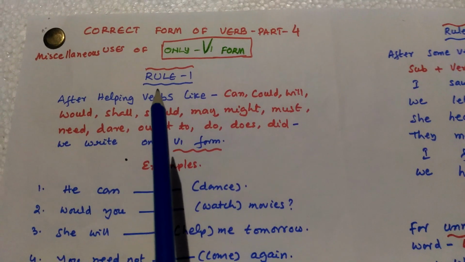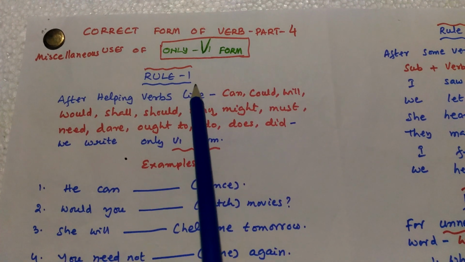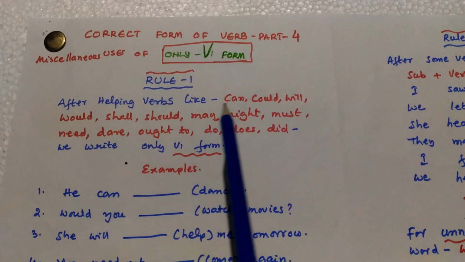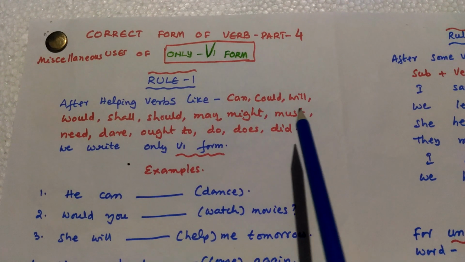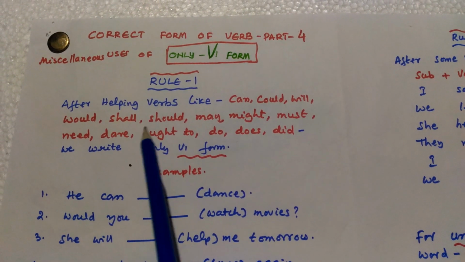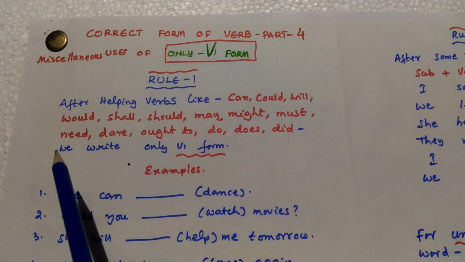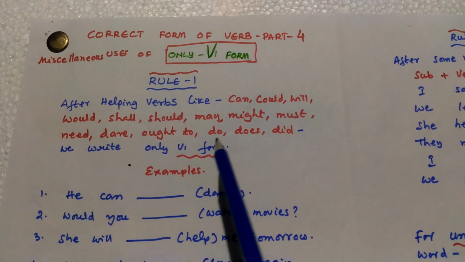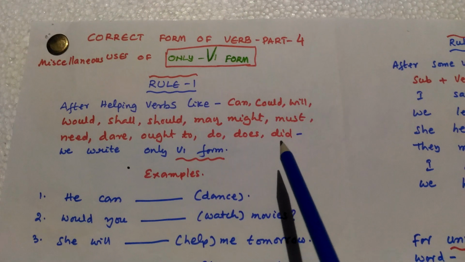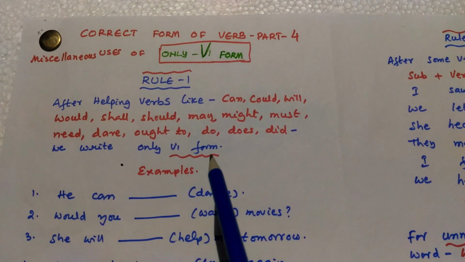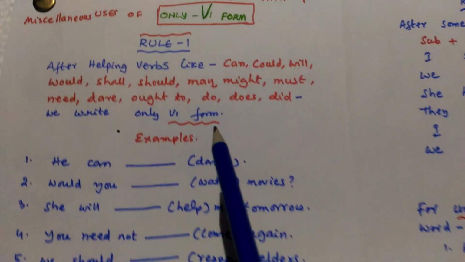Well, here is rule number 1. After helping verbs like can, could, will, would, shall, should, may, might, must, need, dare, ought to, do, does, did, we write only verb 1 form, that is base form. Look at these examples.